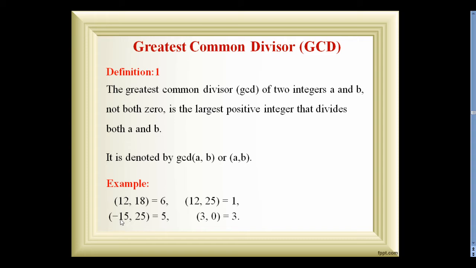Next you can find out minus 15, 25. Find out the divisors of 15 and 25. The greatest common divisor is 5. And here you can find out 3, 0. Since 0 has no such divisor value, the divisors of 3 are 1, 3. So the GCD of 3, 0 is 3.